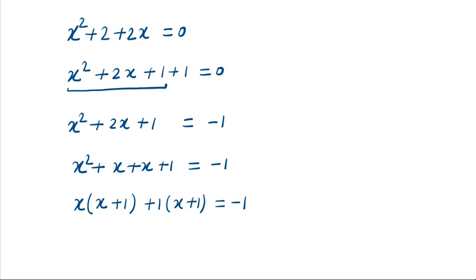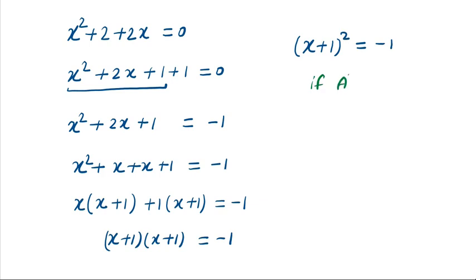Now in the left hand side, x plus 1 is a common factor. If we take common x plus 1, then you will get x plus 1 is equal to minus 1. Now x plus 1 times x plus 1 is x plus 1 whole square is equal to minus 1. We know that if a square is equal to b, this implies a is equal to plus minus square root of b. According to this rule, this left hand side x plus 1 behaves like a, and this minus 1 is b. So we can write x plus 1 is equal to plus minus square root of minus 1.